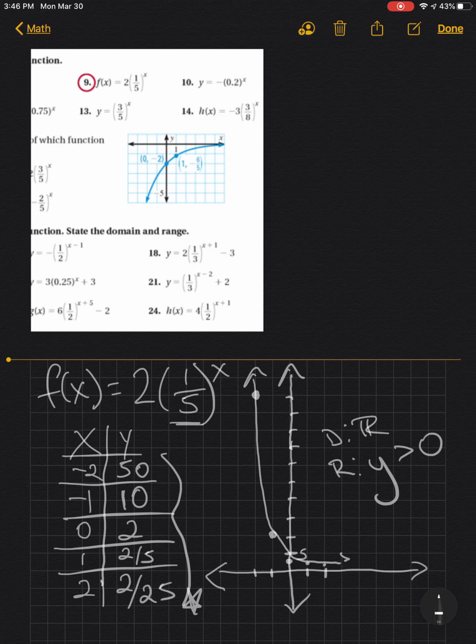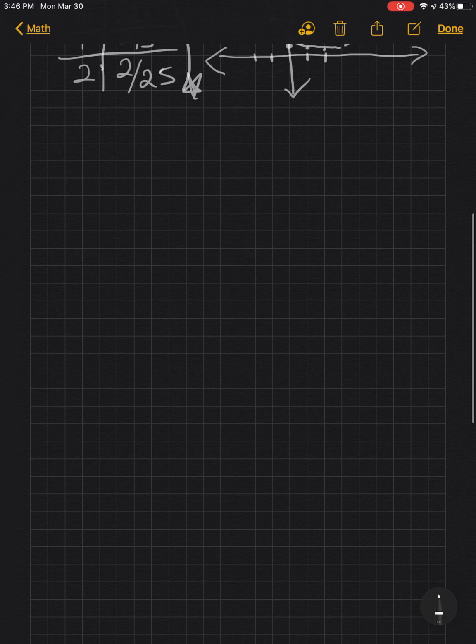All right? So again, this was number 9 from the assignment you had last week. Now we're going to go over 18. 18 is a little bit more complicated.